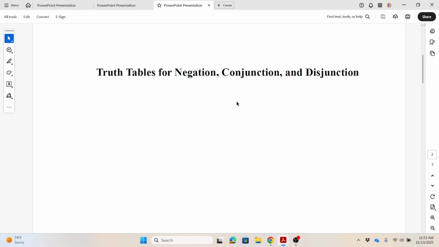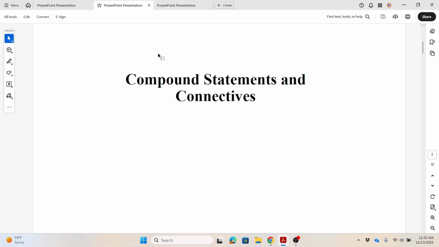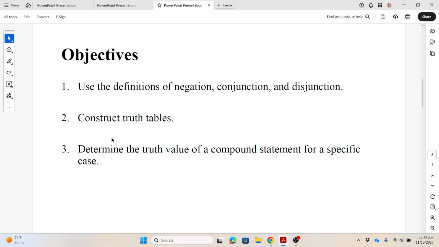Okay, truth tables for negation, conjunction, and disjunction. This is the topic we're going to cover in this section. Before this section, we did talk about statements, negations, quantified statements, and compound statements and connectives. So today we're going to create truth tables. So these are the objectives.